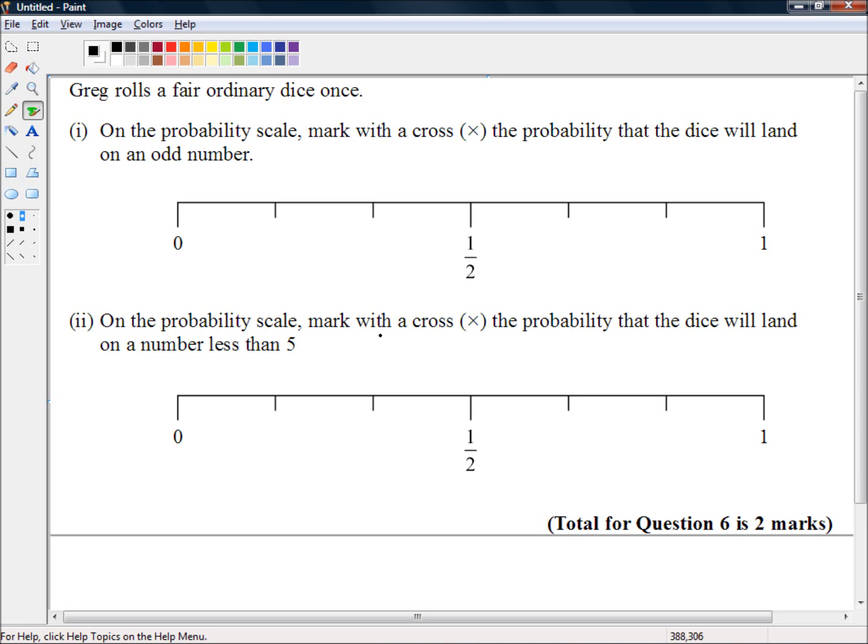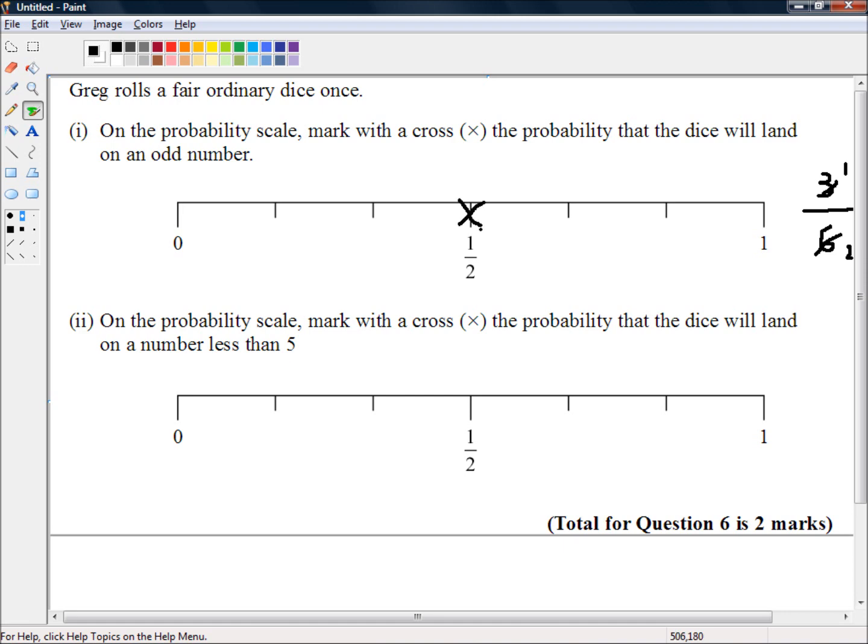Okay, so what's our event? Our event is an odd number, so that's 1, 3 or 5. So there are 3 for our event, and our sample space is 1, 2, 3, 4, 5 and 6, so there are 6 possible numbers, which we can cancel down by dividing top and bottom by 3 to 1 in 2. So we mark with a cross right here.